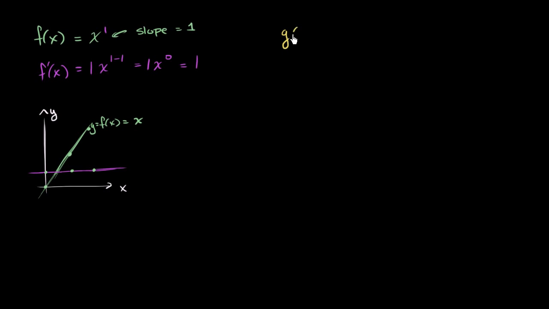Now let's try something where the slope might change. So let's say I have g of x is equal to x squared. The power rule tells us that g prime of x would be equal to what? Well, n is equal to 2, so it's going to be 2 times x to the 2 minus 1, or it's going to be equal to 2x to the first power. It's going to be equal to 2x. So let's see if this makes reasonable sense.